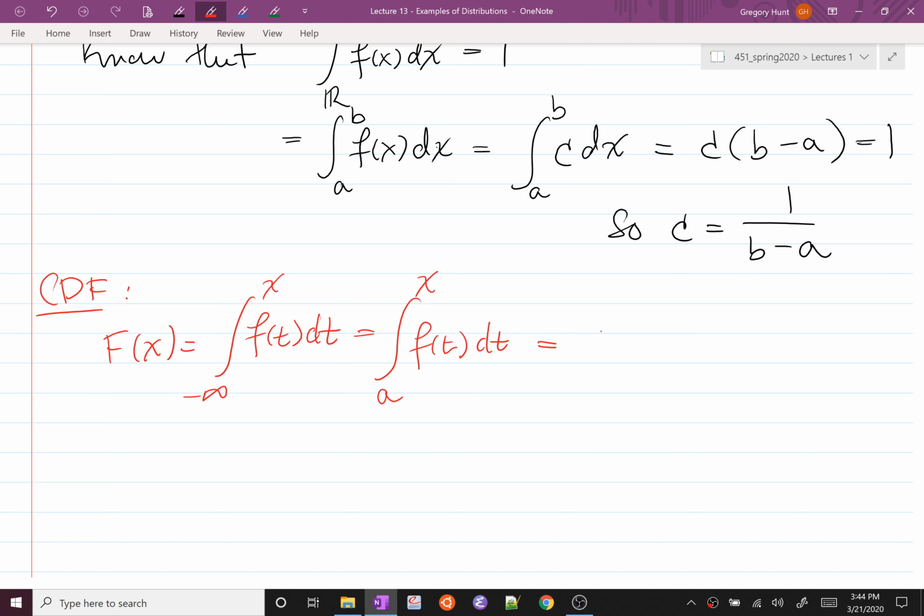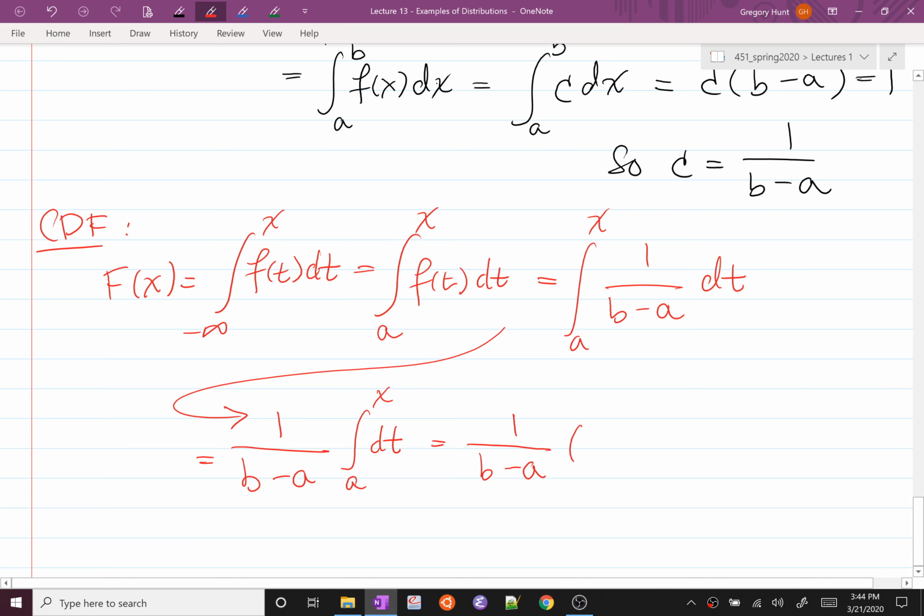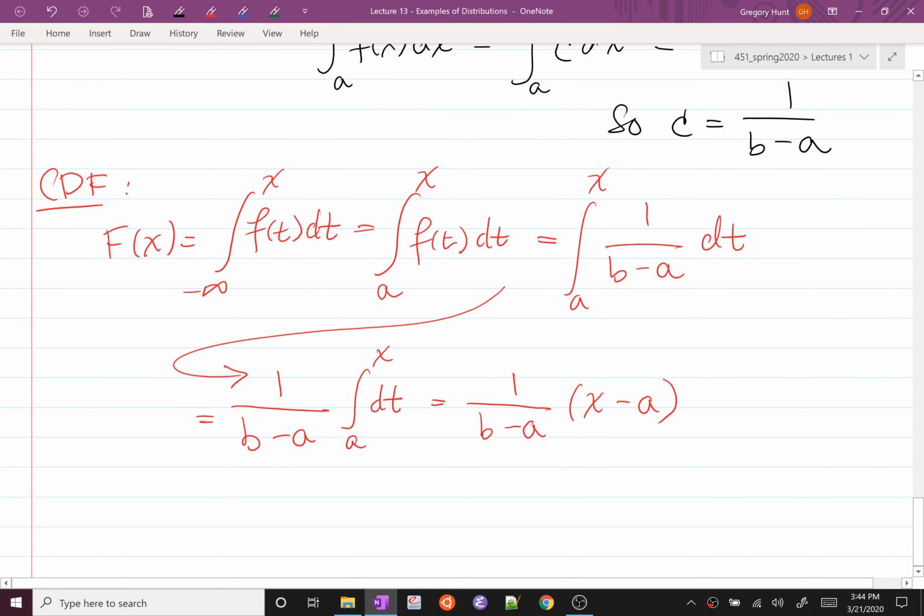Let's think about this. We know that f of t in this interval is 1 over b minus a. So we can replace f of t with this value, 1 over b minus a, just a constant. We can factor that out, and I just get the integral from a to x of dt, which is x minus a. So I keep my 1 over b minus a, and I get x minus a, or I can write it like this, which is typically how we see it: x minus a over b minus a. So that's what our CDF looks like, and it has a cute little form.